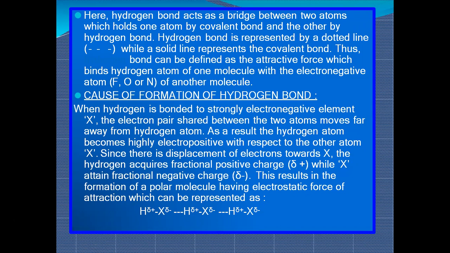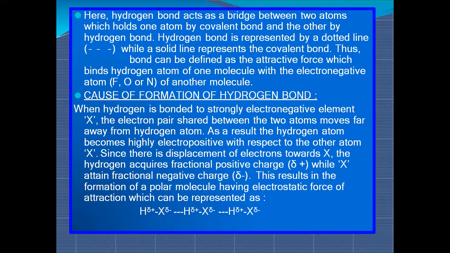When we go to organic chemistry, sometimes in place of writing single halogens, we write a combined symbol X. So note it down somewhere. This X represents the halogen family compounds, the fluorine family. Okay, so with electronegative element X, the electron pair shared between the two atoms moves far away from the hydrogen atom. As a result, the hydrogen atom becomes highly electropositive with respect to the other X.